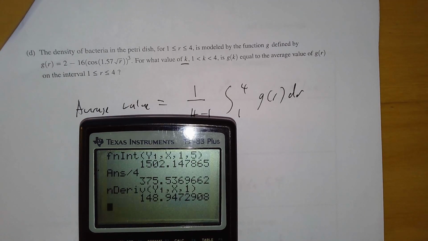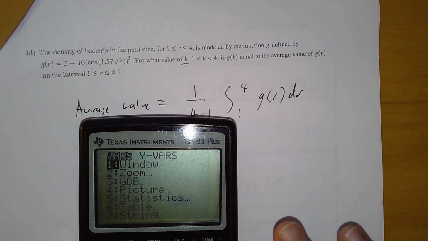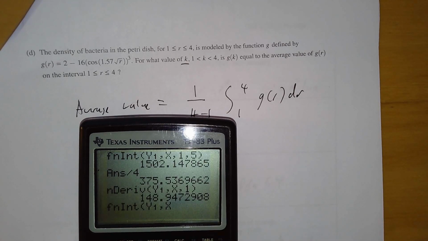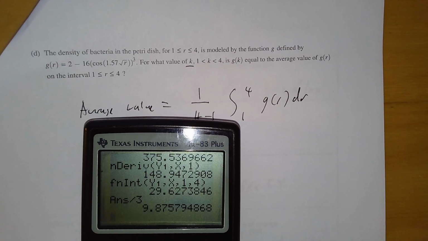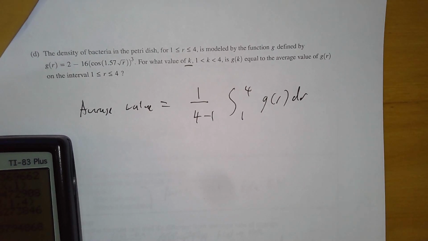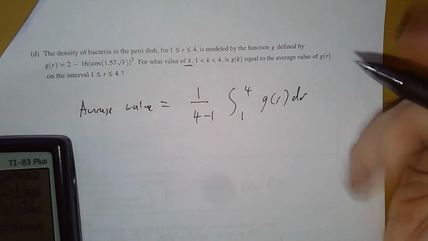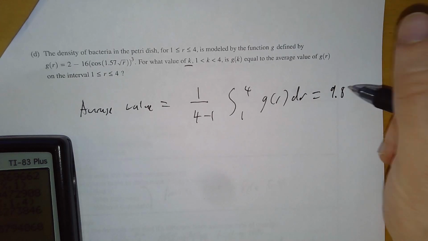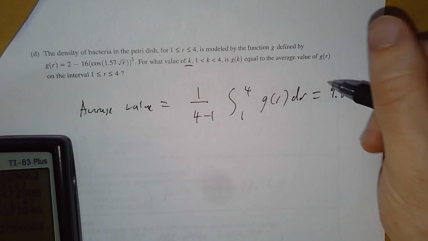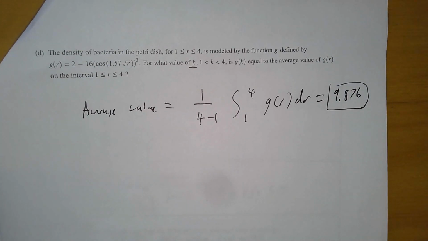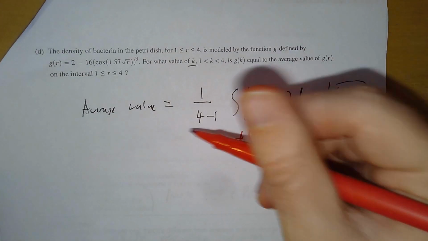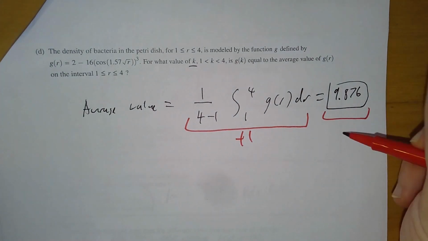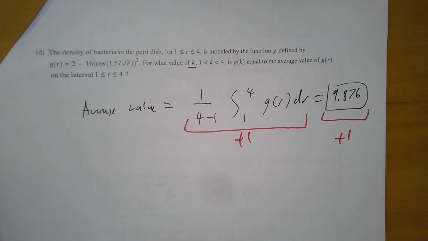So let's do it. Math 9, y1, comma x, comma 1, comma 4, close it, and then divide it by 3, 9.876. Okay, so that is 2 points right there. So again, just finding the average value, that's 1 point. Considering this definite integral right here, that's plus 1 point, and this right here is another plus 1 point, just for getting the answer, plugging in the calculator correctly.